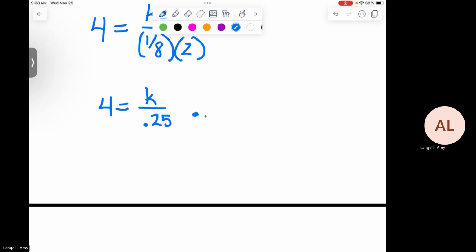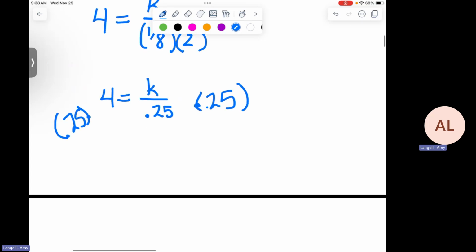Good. I don't like multiplying by decimals because I always feel like my decimals look like times symbols. And what is 0.25 times 4? Very good.